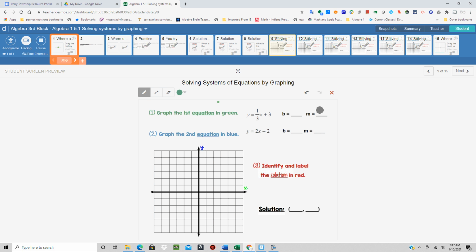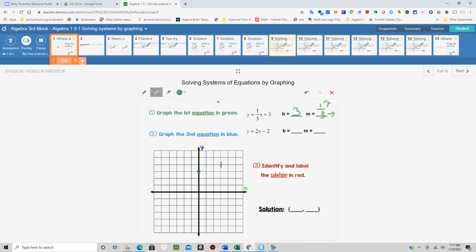My slope is still 1/3, but that's my m. My y-intercept is 3. So I always begin with my y-intercept. So I'm going to put a dot at 3. And then my slope was 1/3. So I'm going up 1, right 3. So from that point, up 1, right 3.